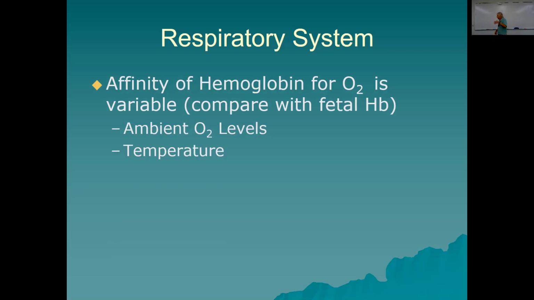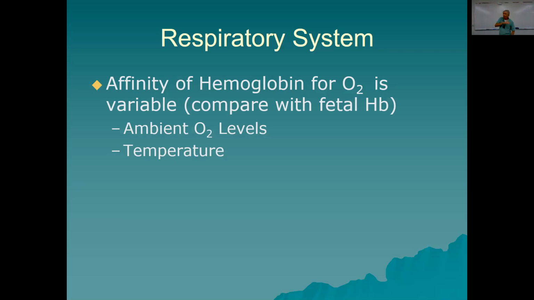Okay, what kind of things affect the affinity of hemoglobin for oxygen? Ambient O2 levels. And we saw this in the hemoglobin dissociation curve. What's the local PO2? The lower it is, the more oxygen comes off of hemoglobin, the less affinity hemoglobin has for oxygen.